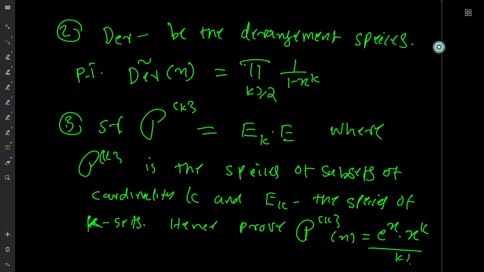Third question is to show that if P to the power bracket k denotes the species of subsets of cardinality exactly k, okay, and Ek denotes the species of k element sets, then show that Pk is actually equal to the product of Ek and E, and hence prove that the exponential generating function Pk of x is actually equal to e raised to x times x raised to k by k factorial.